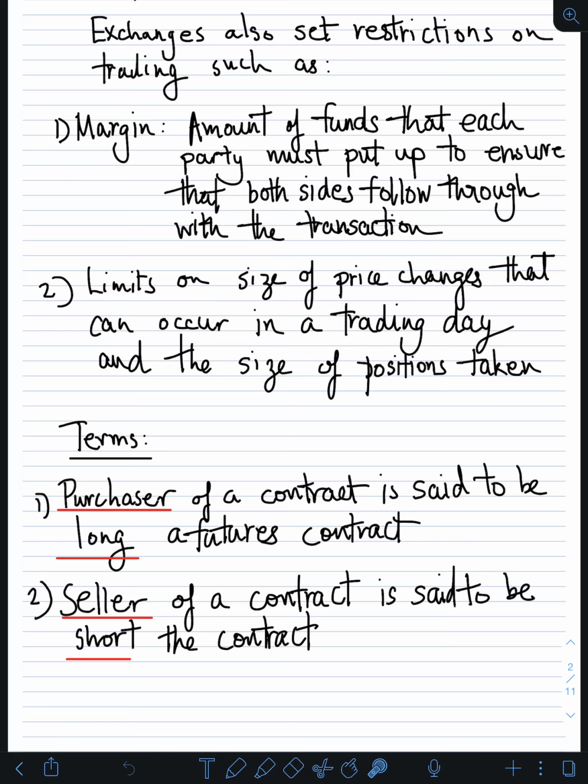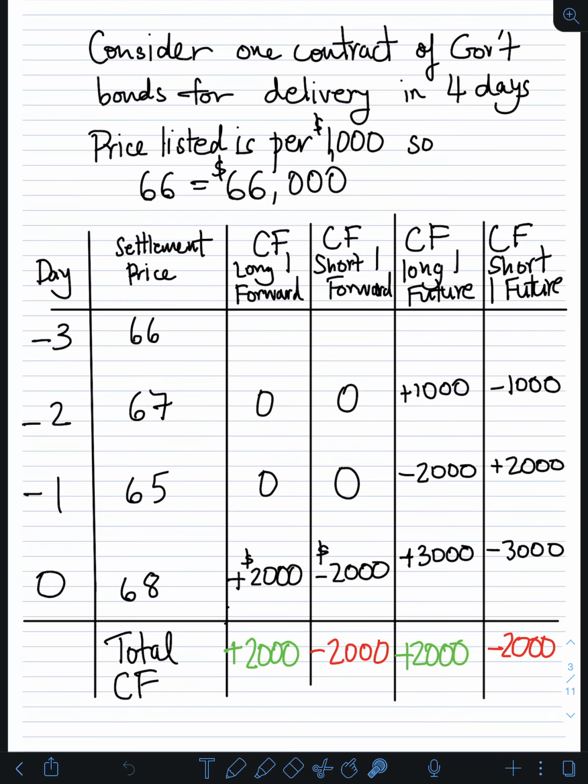Now what are the two main terms that we're going to be using a lot? We're going to be using the terms long and short. Long is the purchaser of a futures contract. Somebody who purchases the futures contract is said to be long in the futures contract. The writer or seller of the futures contract is said to be short in the futures contract. So you can think of it as purchaser long, seller short.